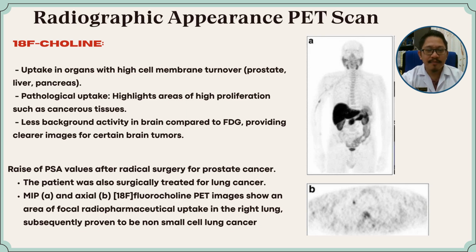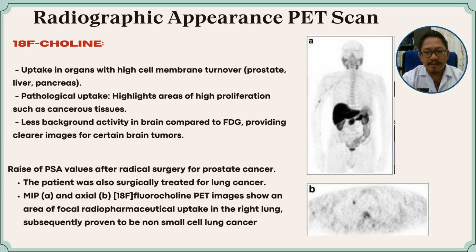This is an example of radiographic appearances of PET CT scan using 18F choline. The 18F choline shows uptake in organs with high cell membrane turnover, such as the prostate, liver, and pancreas. The pathological uptake highlights areas of high proliferation, such as cancerous tissues. 18F choline also has less background activity in the brain compared to FDG, providing a clearer image for certain brain tumors.